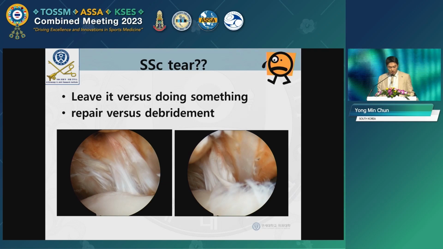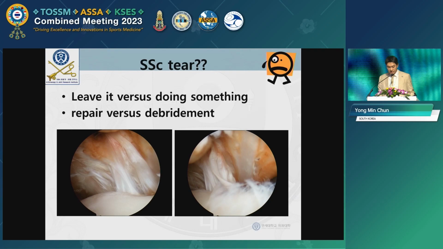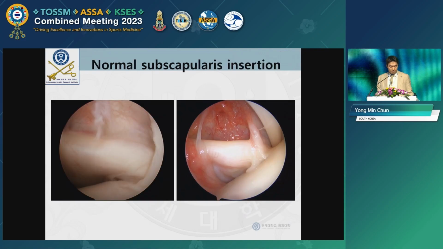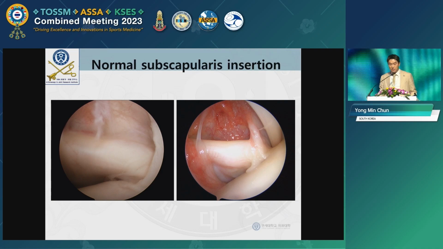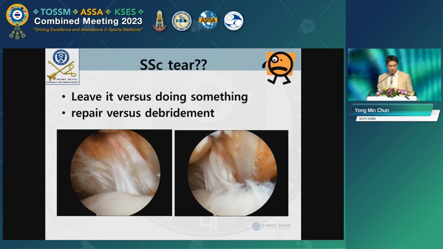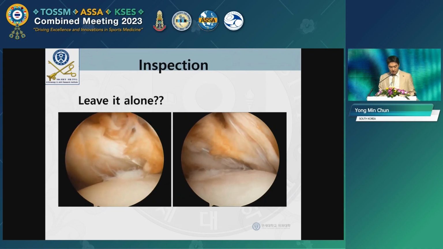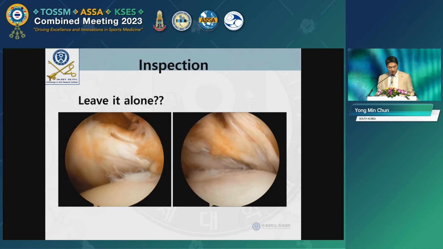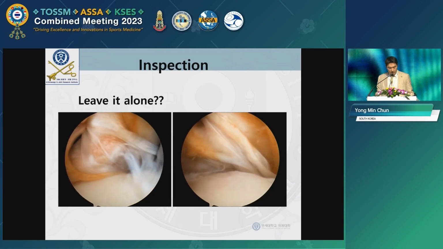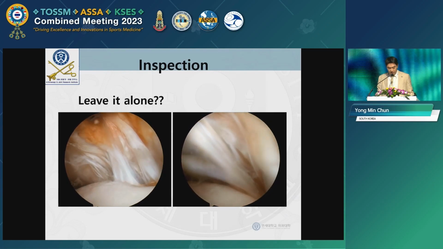From the posterior viewing portal for this patient, it looks like a tear of this area, the subscap insertion, although I'm not sure whether this tear requires repair or not. This is a normal tendinous portion of the subscap, and you see there's something wrong at the subscap insertion. So take a look at this area. I think it seems to be a full-thickness tear.